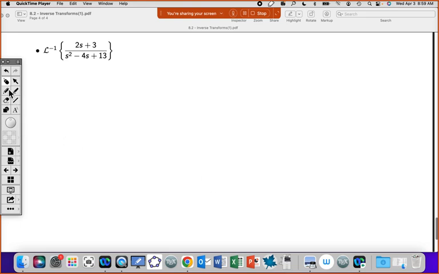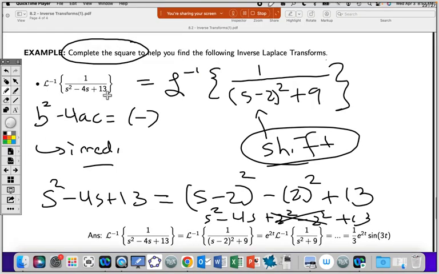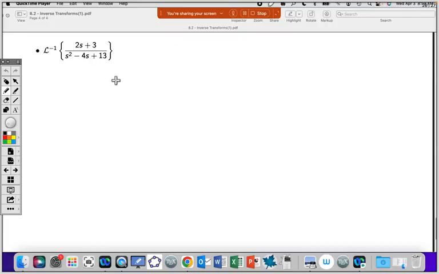Okay. Like on this next one. So if you notice, this next one, as if contrived by design, has the exact same denominator as the first one. So it's an irreducible quadratic down there, and so we're going to have to complete the square. It's the same complete square that I had before.